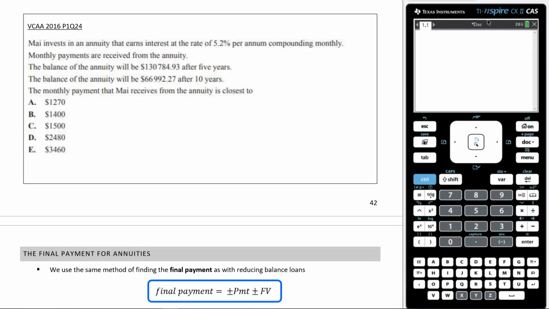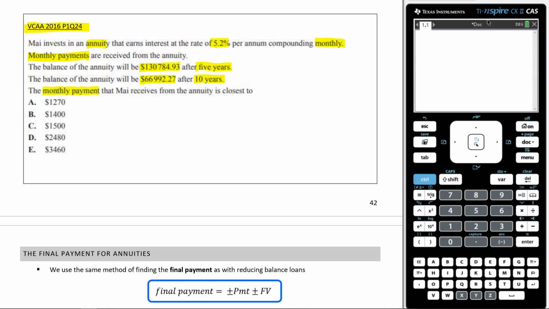All right, let's now answer this question before us. It is VCAA 2016, paper 1, question 24. It says May invests in an annuity that earns interest at a rate of 5.2% per annum compounding monthly. Monthly payments are received from the annuity. The balance of the annuity will be this after 5 years. The balance of the annuity will be this after 10 years. The monthly payment that May receives from the annuity is closest to what?